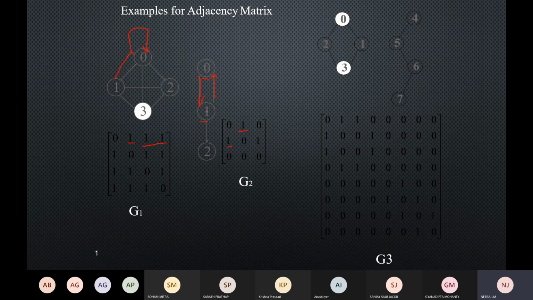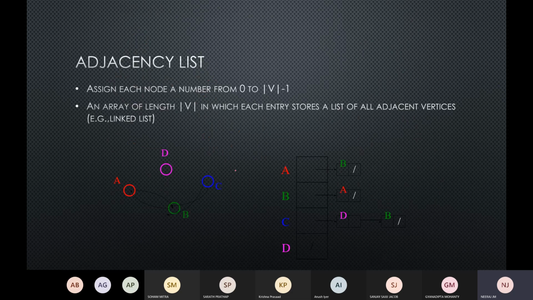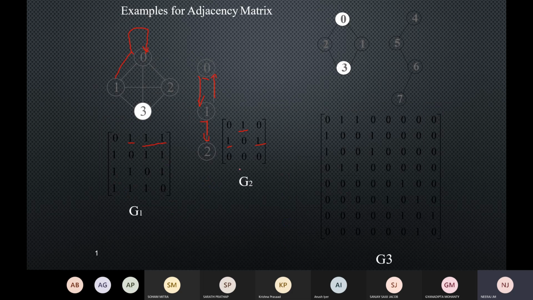Is 1 connected to 2? Yes, it is connected. And 2 is connected to nothing, because you see there's only one input, there's no out degree, so it's not connected at all. Now let's move towards the adjacency list. If you are solving questions and they give you the graph in the type of a list, this is how you'll be doing it. Instead of a matrix, simple.